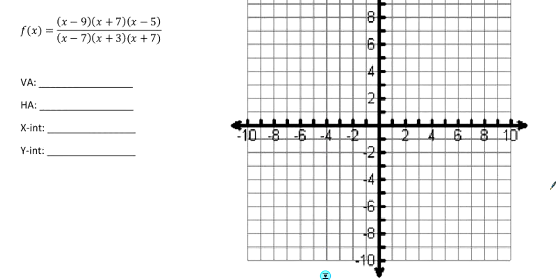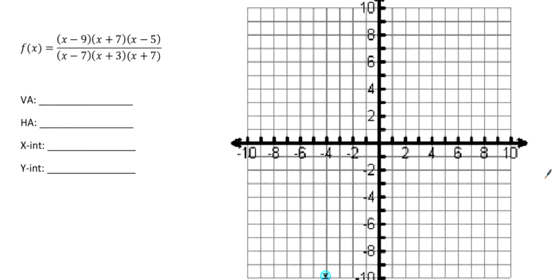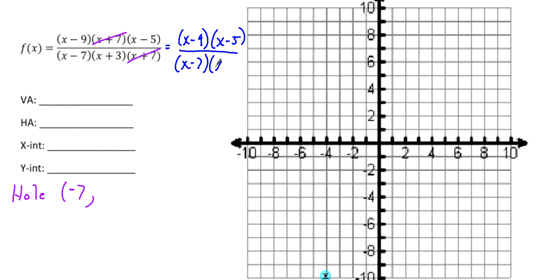Okay, and the last one, following the same steps. So start by, do we have a common factor in the numerator and denominator? Why, yes. Yes, we do. So that means that our hole is going to be at negative 7 because it's wherever this vertical asymptote would have been. All right, so we rewrite what we have left. So x minus 9 times x minus 5 over x minus 7, x plus 3.